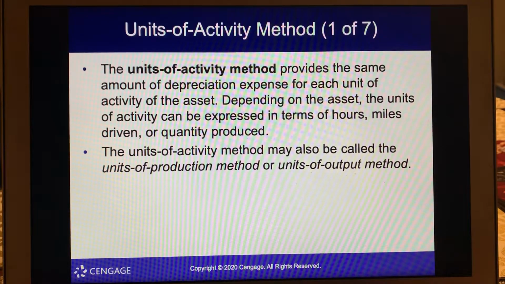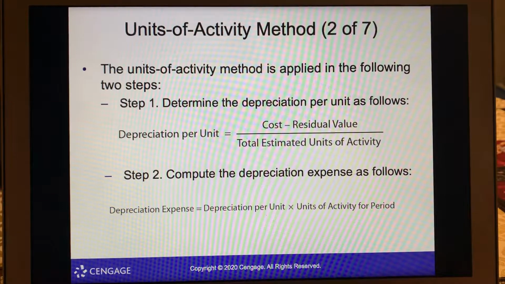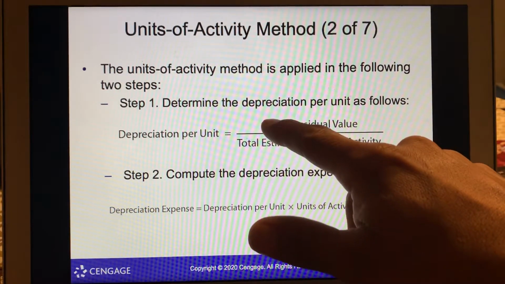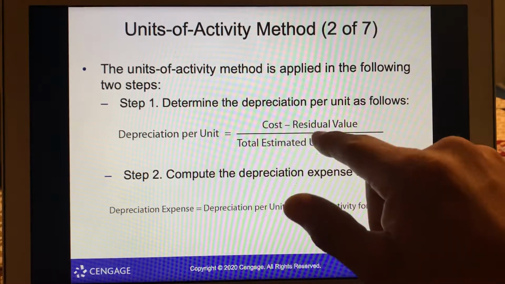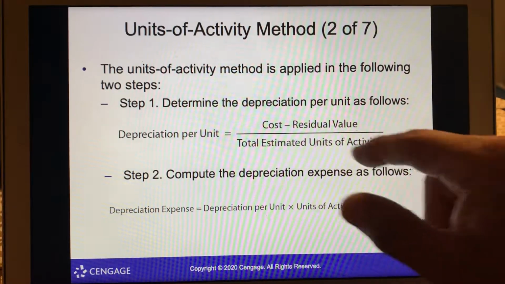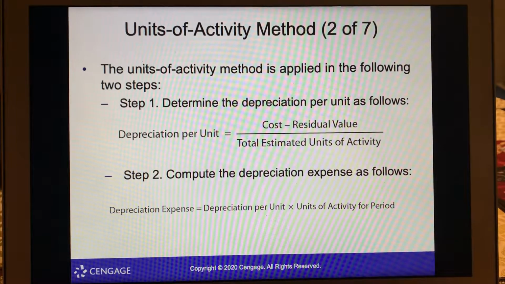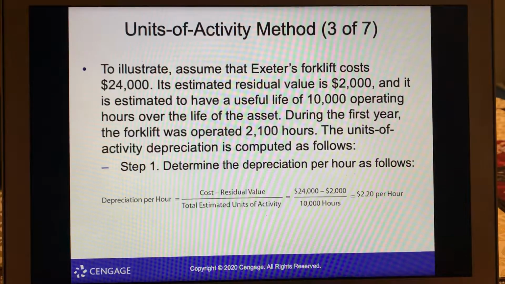The units of activity method may also be called the units of production method or units of output method. So here's how it's calculated: cost minus the residual value divided by total estimated units of activity. So if it's 1,000 hours, you divide by 1,000.